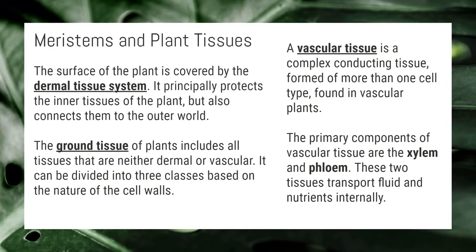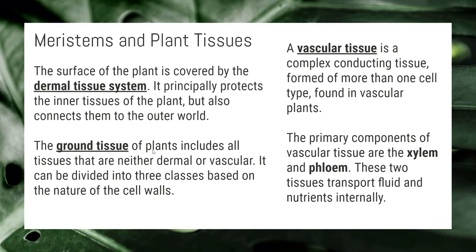So the dermal tissue system, okay, these are the dermal tissues. They are found on the surface of the plant, okay? They are the ones in charge of protecting the inner tissues of the plant and also connecting them to the outer world. So it's similar to our skin in animals, in humans.